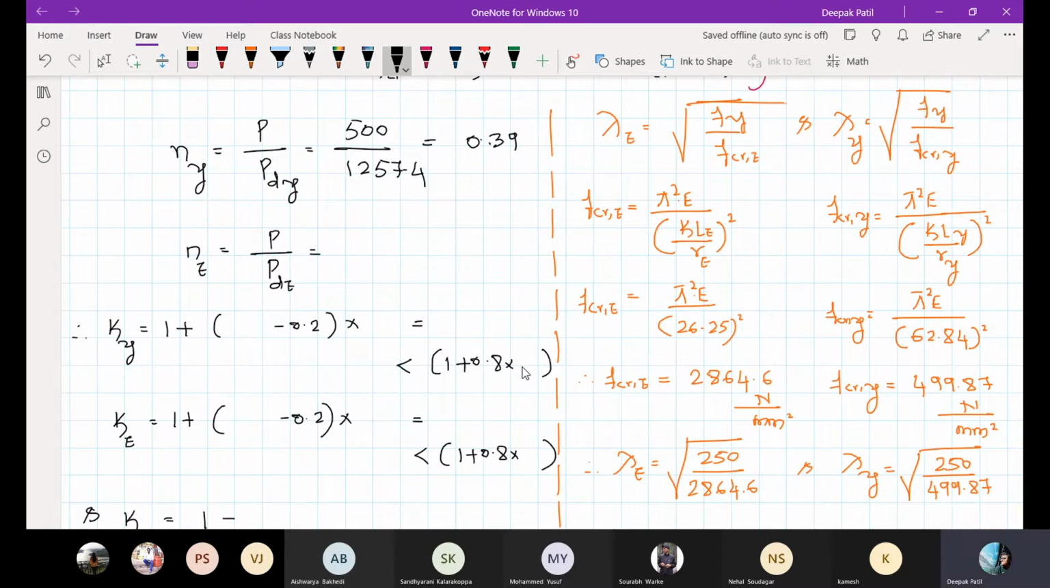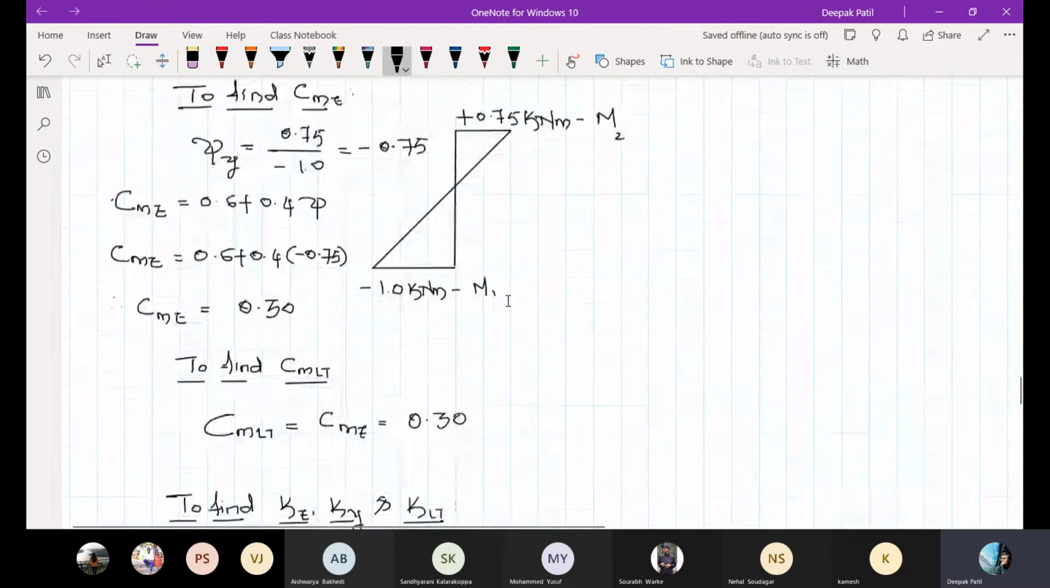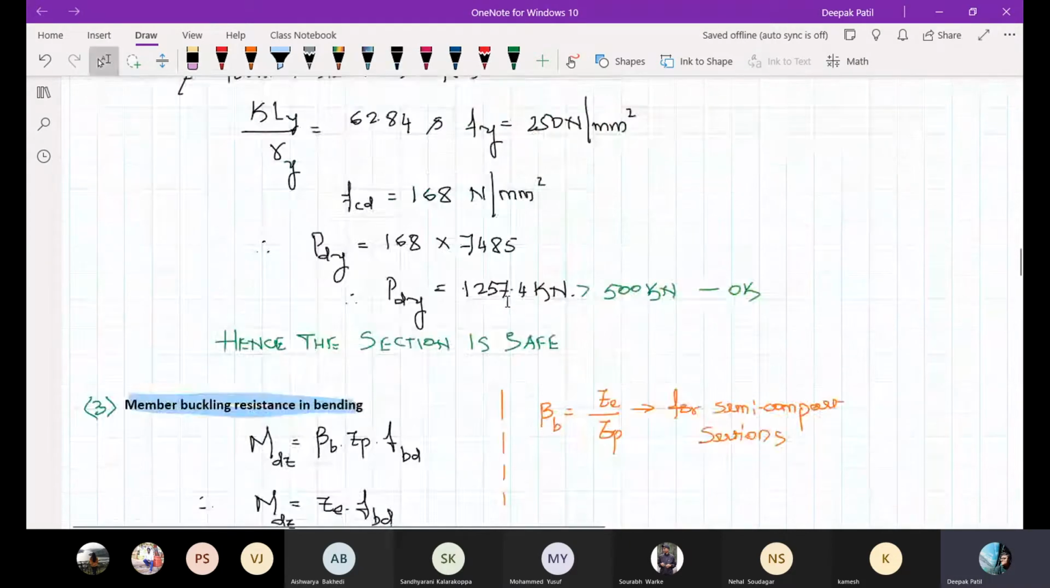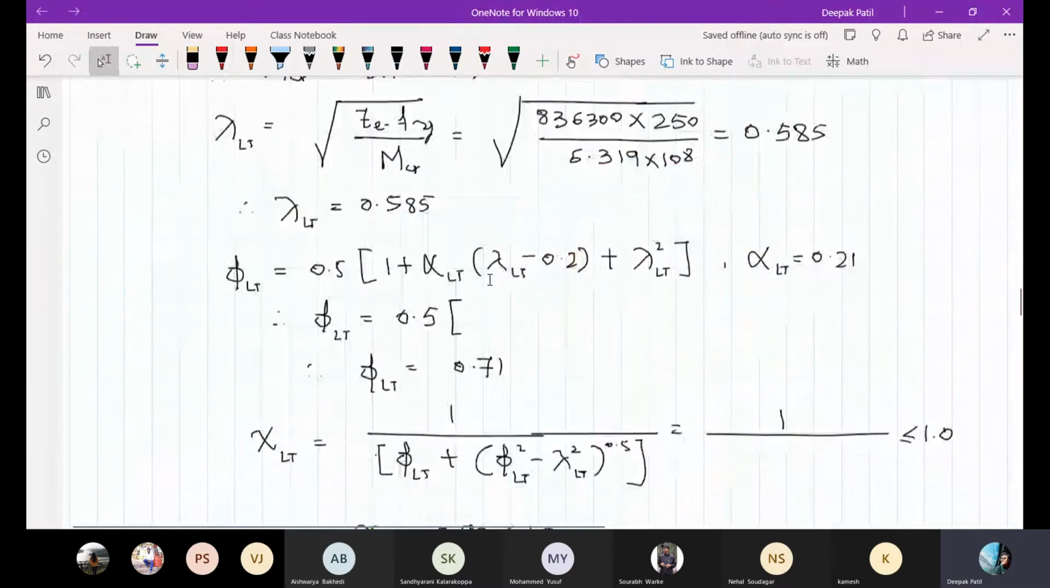Similarly, you have to calculate P by PDZ, where once again P is 500, the actual applied load on the column, divided by PDZ. PDZ we have also calculated. Let us check how much PDZ is. PDZ is 1650.4.